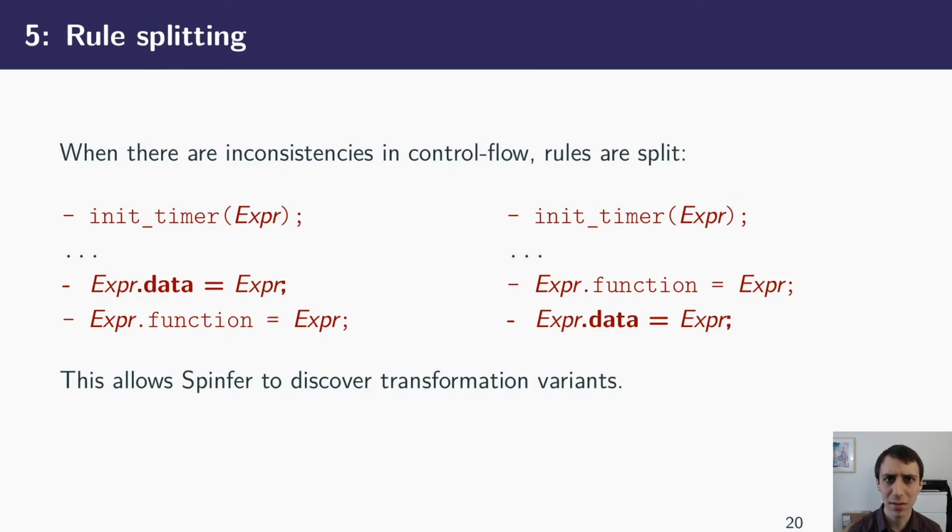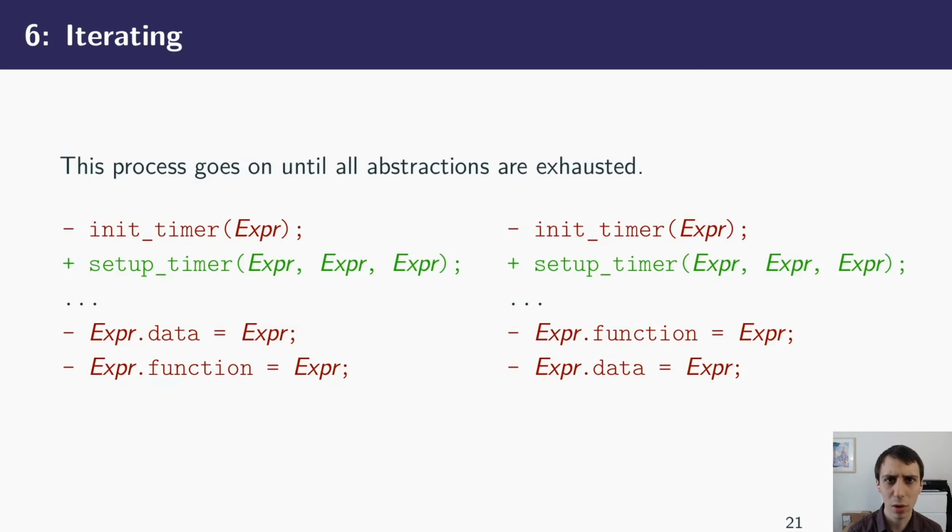Sometimes there are inconsistencies in control flow dependencies in the examples. For instance, the data field initialization can come before function field initialization or after function field initialization. In this case, Spinfer simply creates more rules, one for each control flow dependency observed in the examples, and this process allows Spinfer to discover transformation variants. Here, Spinfer created 2 rules because there are 2 cases for the data field initialization, just before function field initialization or just after. This process of assembling abstractions using control flow information goes on until all abstractions are exhausted.